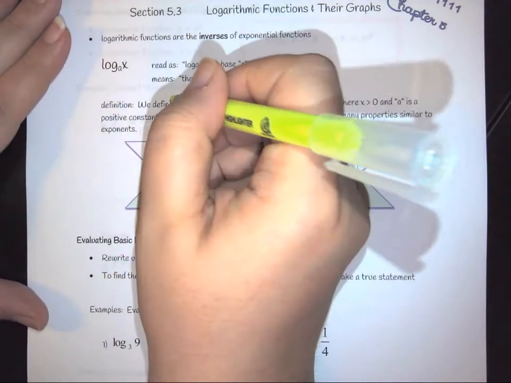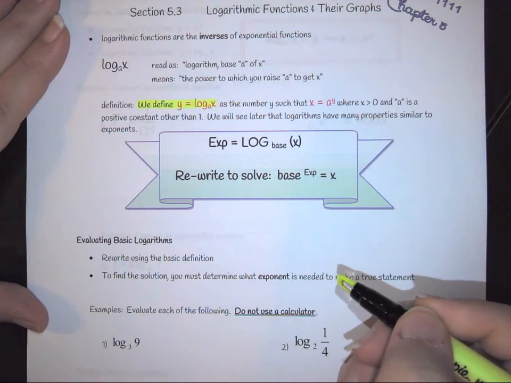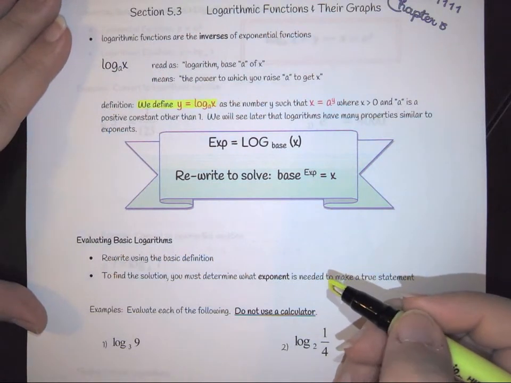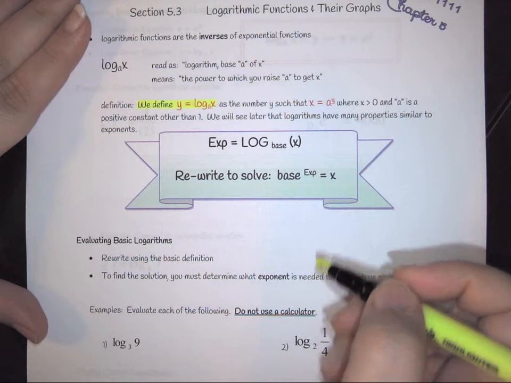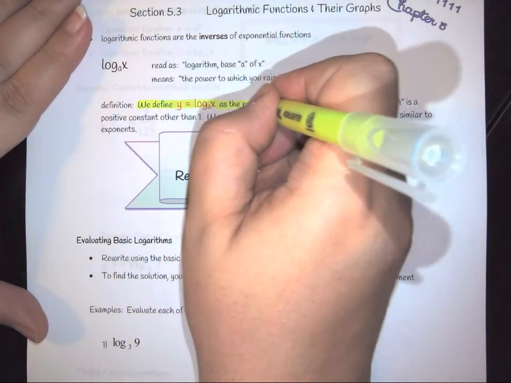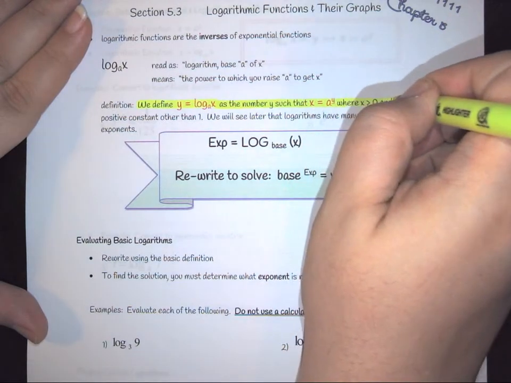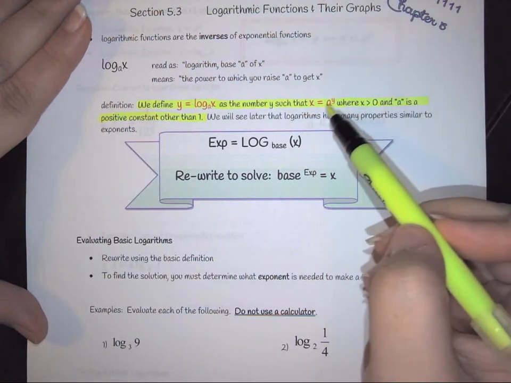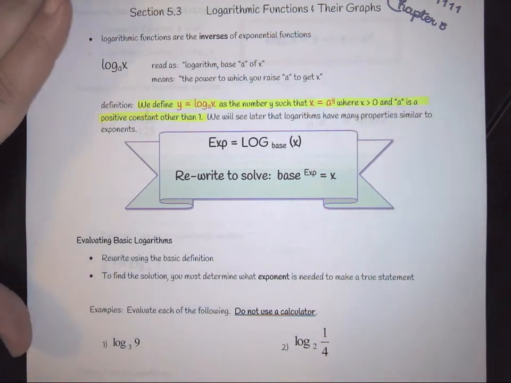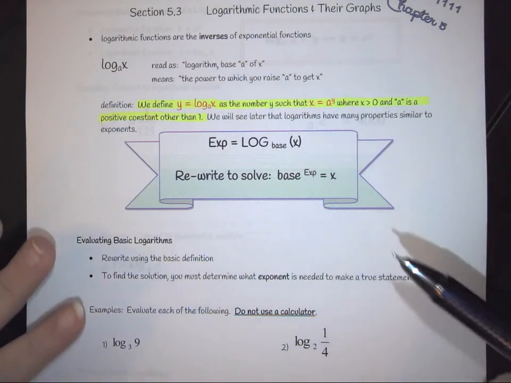For example, if we start with an equation where y equals log base a of x, then we can essentially rewrite it such that we have the equation x equals a to the y. What we're doing is rearranging the equation so that we can put it in exponential form.